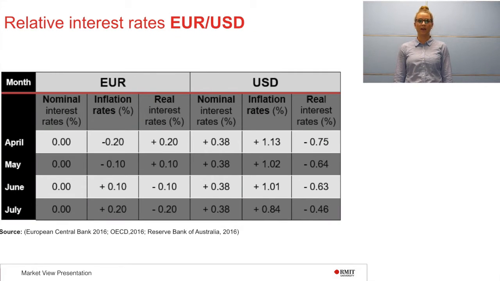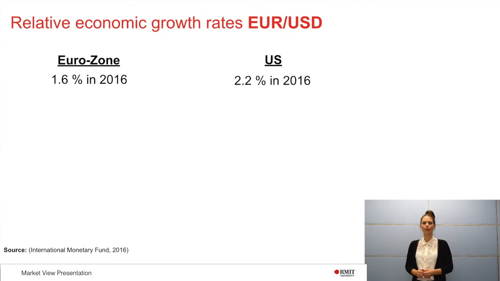The second indicator, which we analyzed, is the relative interest rate. According to the Reserve Bank of Australia, the nominal interest rate is 0% in the Eurozone and 0.38% in the US. In order to allow for quality assessment, we used the relative real interest rate. We did this by subtracting the inflation rate from the nominal interest rate. As depicted in the table, the real interest rate of the US are lower than the Eurozone.